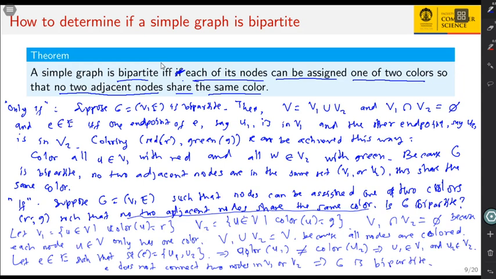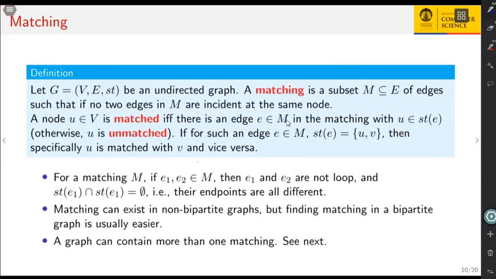With this, we can determine whether a graph is bipartite by simply attempting to assign the nodes two colors so that no two adjacent nodes share the same color. So with that, let me stop here, because the next one is going to be matching, and we shall continue with matching in the next video.